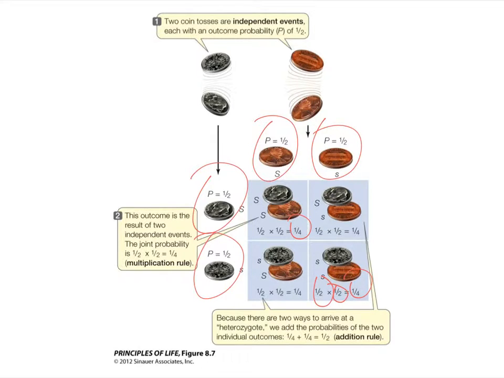So then you look at, well, what if I get one of each? What if I get one head and one tail? There's 2 ways to get a head and a tail, because you can get a tail dime and a head penny, or you can get the head dime and the tail penny. So in that case, because there's 2 different ways to get it, that's called the addition rule. So that's going to be a quarter plus a quarter equals 1/2. And so that's called the addition rule.